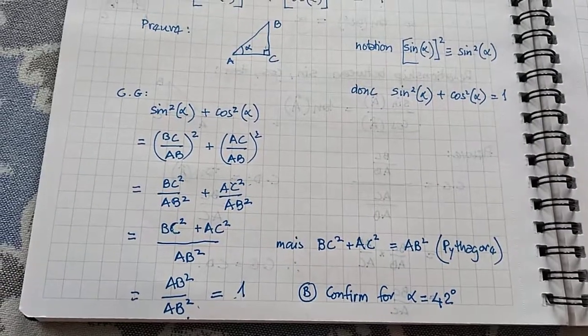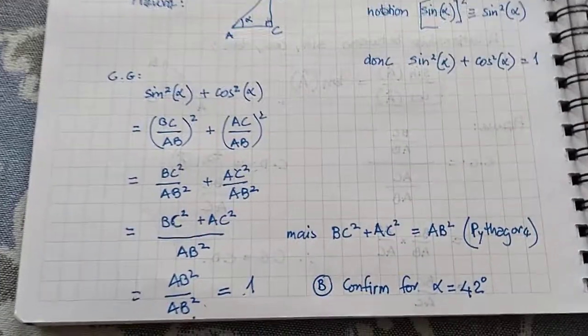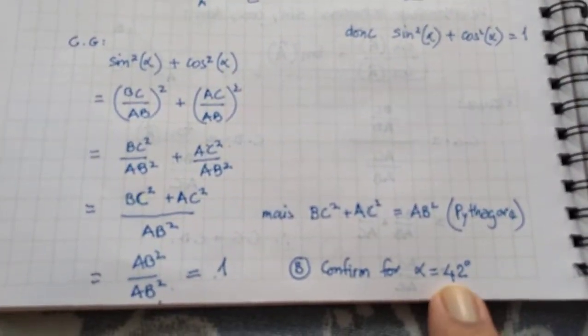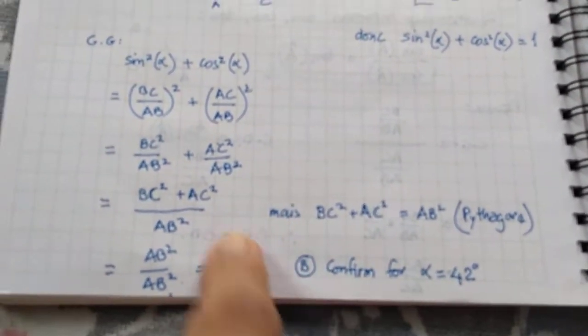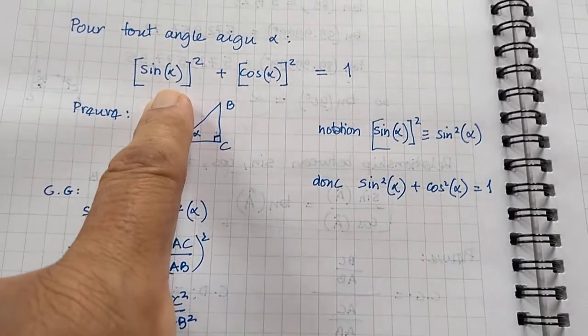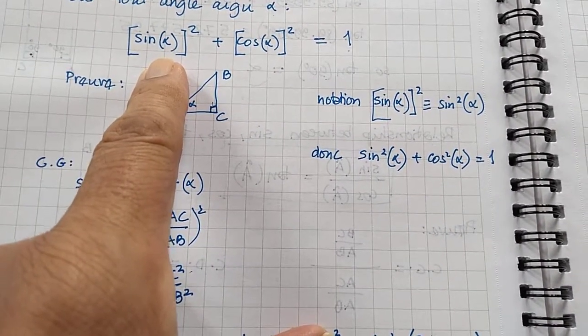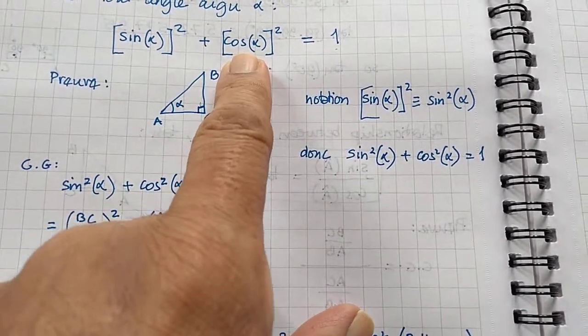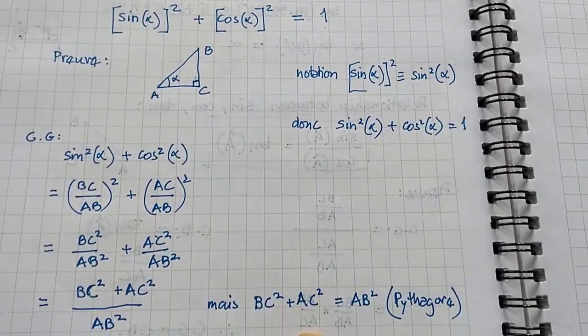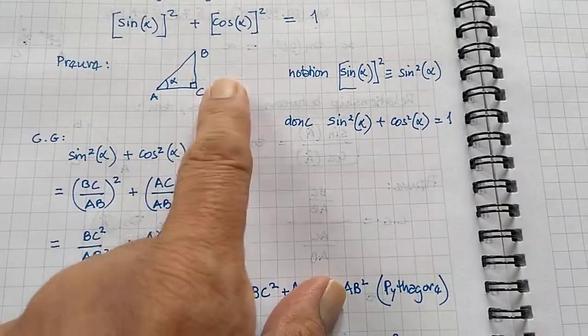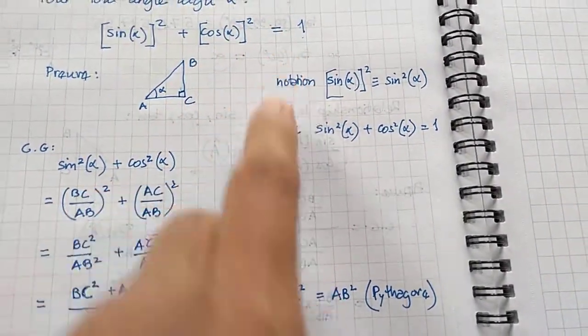I want you, as a final thing, to confirm for alpha equal to, I've just taken a random value, 42. So take the sine of 42 degrees, square it, take the cos of 42 degrees, square it, add them up and confirm that they are indeed equal to 1. The sum of those two terms is equal to 1.